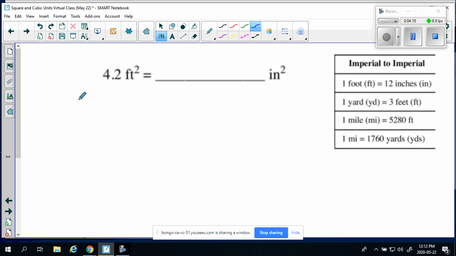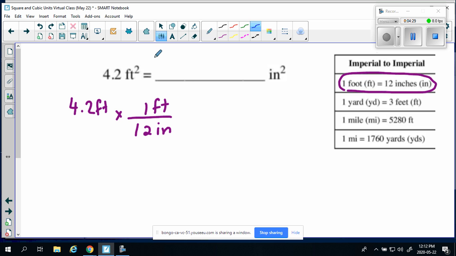So 4.2 feet squared into inches squared. Let's see. So we started with 4.2 feet, and we're trying to get into inches. So I'm going to put the inches in the bottom and the feet in the top. And if I look this up on my chart, it looks like there's 12 inches in 1 foot. But that's not good enough because this is squared. So you have to do it twice, but you can write it like this if you want, to save you a little bit of time. So you're going to put 4.2 divided by 12 squared.